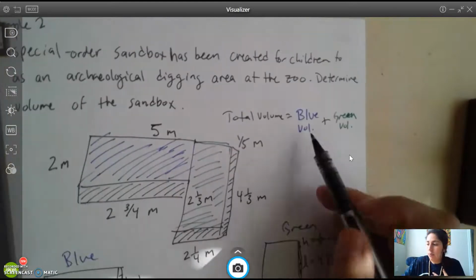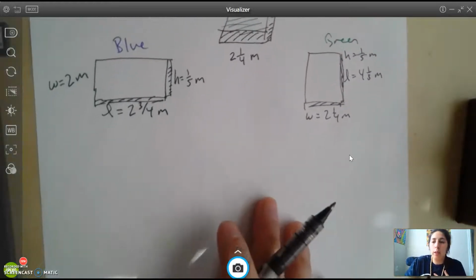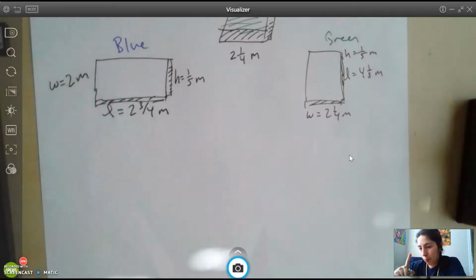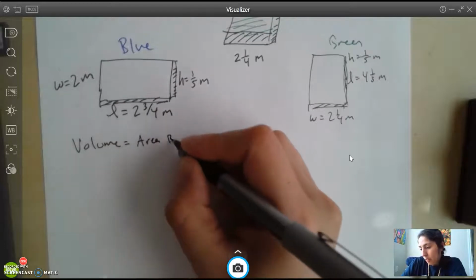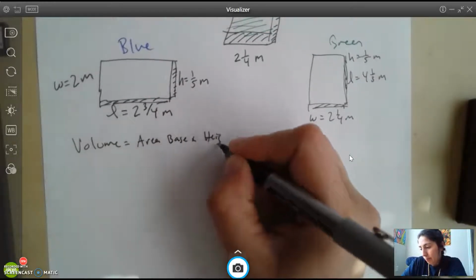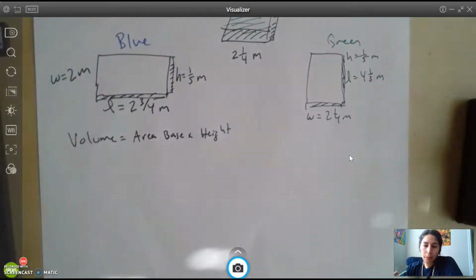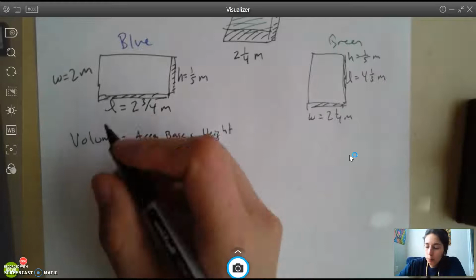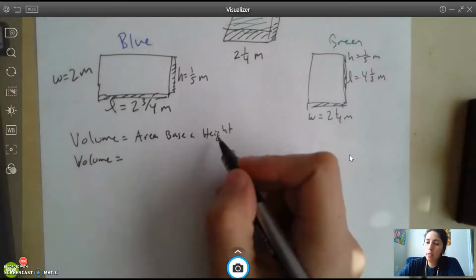Next, I have to find the volume for both before I add it together. So thinking back to the first example that we did, it's the same steps. Step 1, volume formula. Volume is equal to area of the base times the height. Step 2, fill in what you know. I'm solving for the volume, so obviously I do not know that. I'm going to leave it as volume, which means I know everything else.